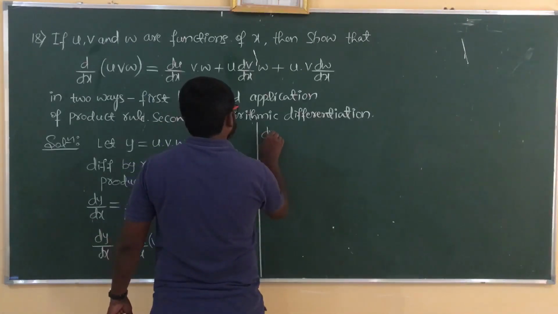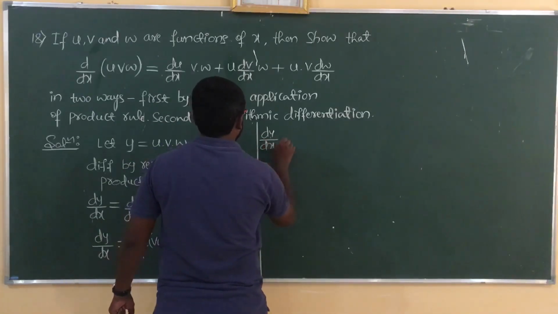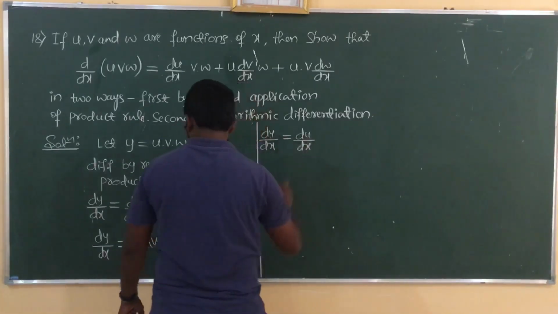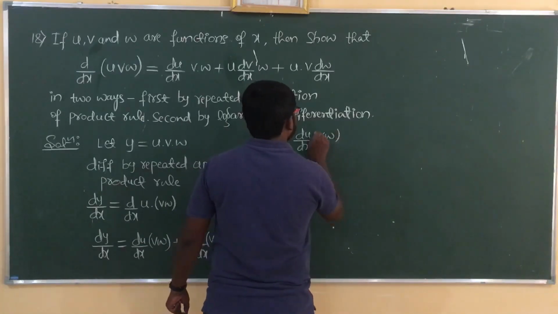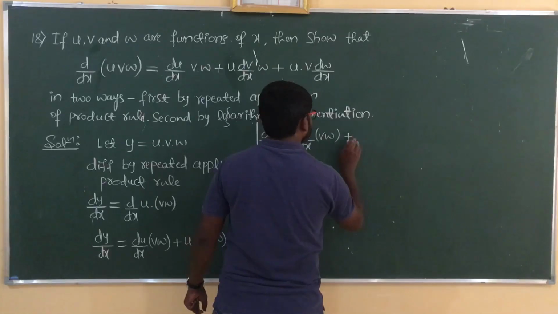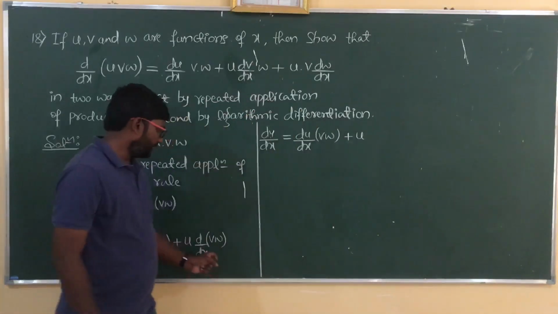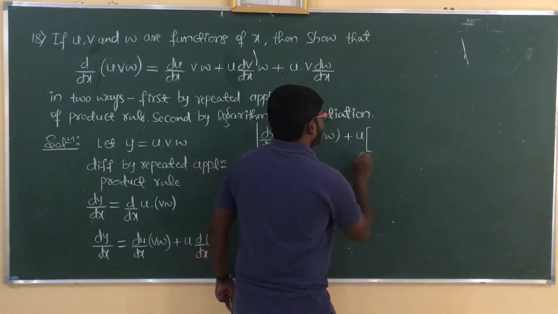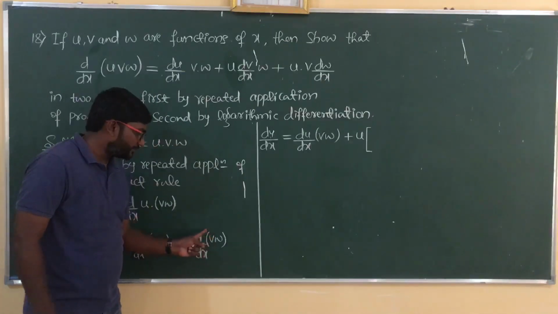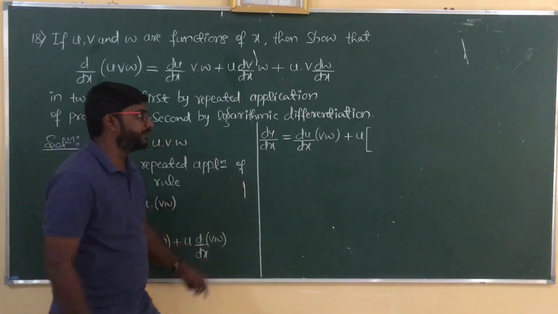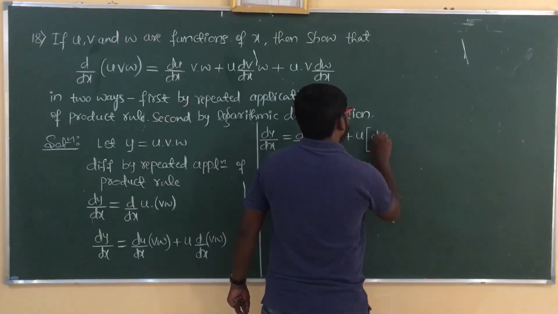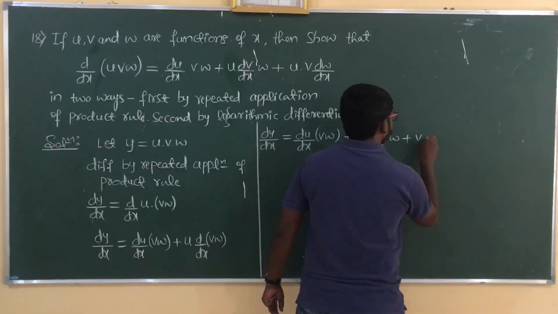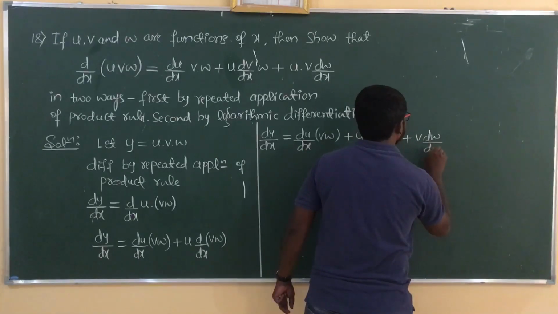dy by dx which is equal to du by dx into vw plus u must be written as it is. Now we have to apply the product rule here. So for that I put the bracket. So now see here, d by dx of vw. Take the derivative of the first function. What is the derivative of v? It is dv by dx into w plus, now write v as it is. Take the derivative of the second function. It is dw by dx.